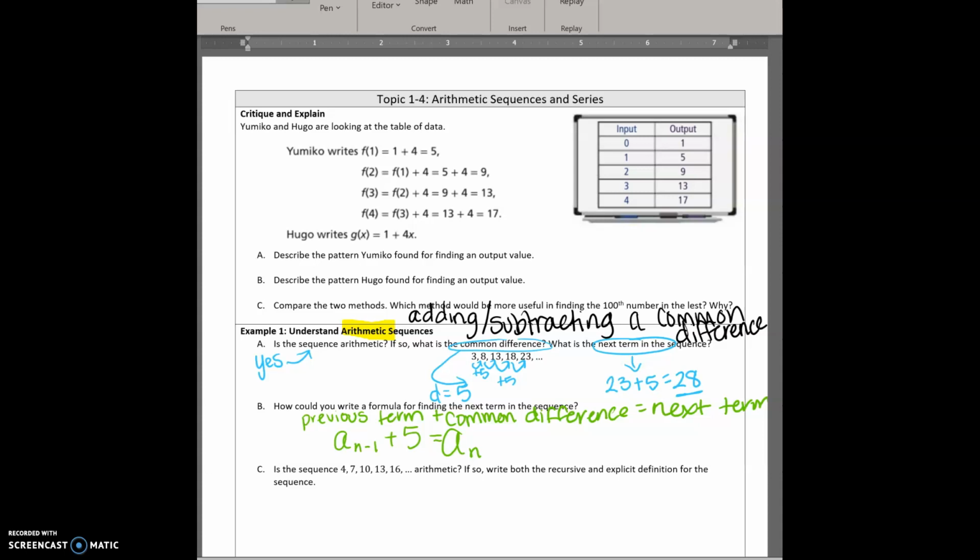Okay, and then looking at the next one, is the sequence arithmetic? So looking at it, are we adding the same thing each time? And yes, we're adding 3 each time. So yes, it is. And then it wants us to write a recursive and explicit definition. So recursive is going to be like we wrote up here, where you need the previous term.